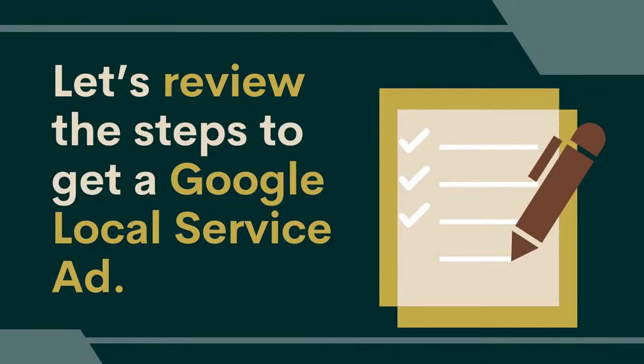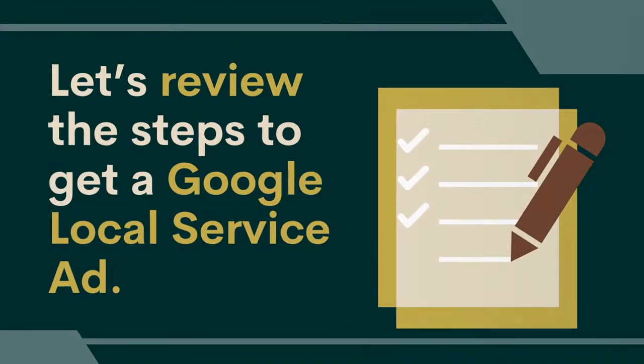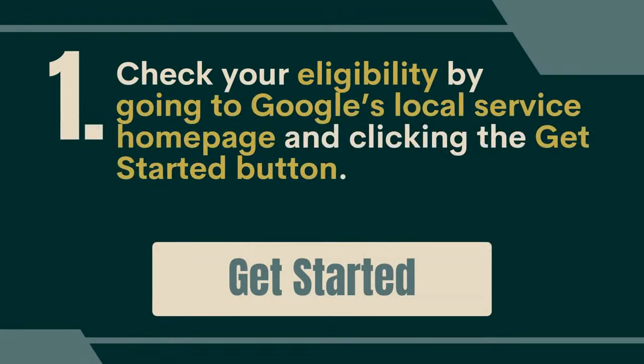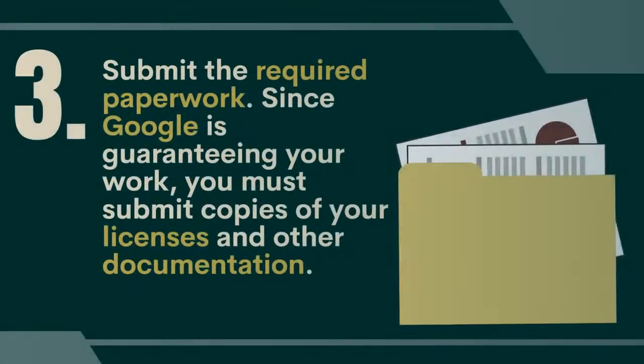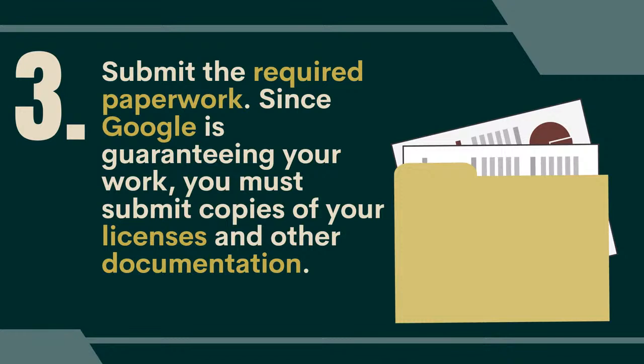Let's review the steps to get a Google local service ad. Step number 1. Check your eligibility by going to Google's local service homepage and clicking the Get Started button. Step number 2. Create your local ad services profile, including your name, your company name, the services you provide, and other relevant information. Be aware that you should list only the services for which you have licensure. Step number 3. Submit the required paperwork. Since Google is guaranteeing your work, you must submit copies of your licenses and other documentation.